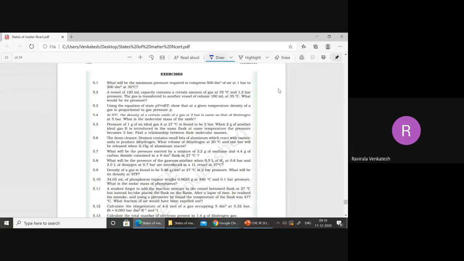Density, we will take here, at 0 degrees Celsius. Temperature is what here? 0 degrees Celsius. The density of a certain oxide of gas at 2 bar is the same as that of dinitrogen at 5 bar. What is the molecular mass of the oxide?